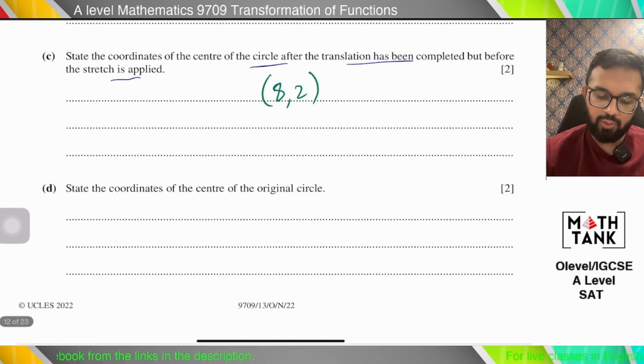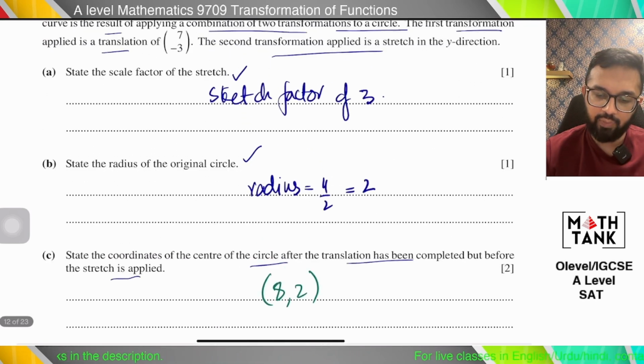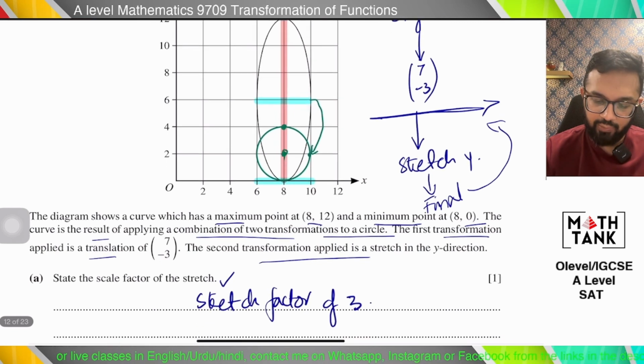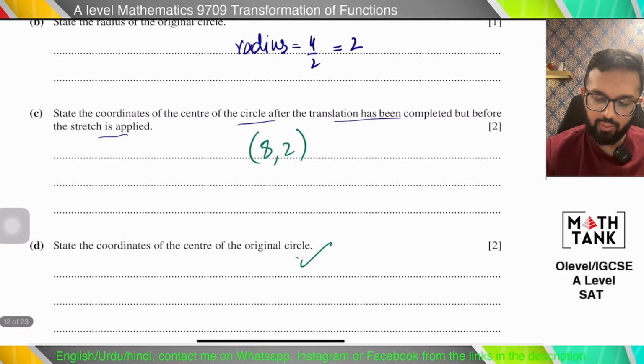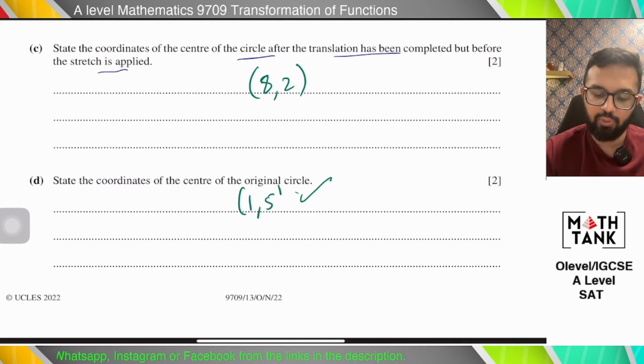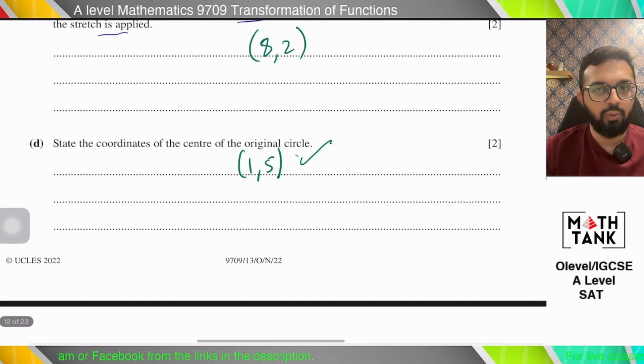State the coordinates of the center of the original circle. Now I will have to reverse the translation as well. I moved 7 units forwards and 3 units down, so I need 7 units backwards. So I have 8 comma 2. 7 units backwards will take me to 1, and 3 units up will take me to 5. Okay, and those are the correct answers.